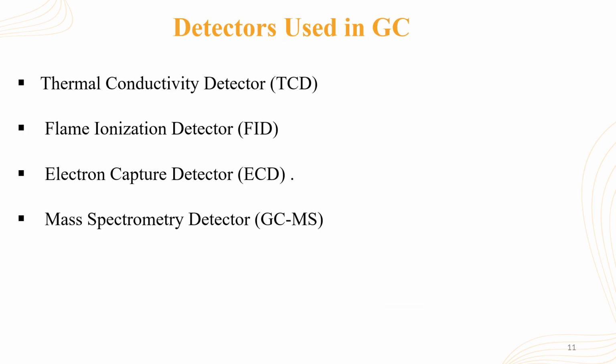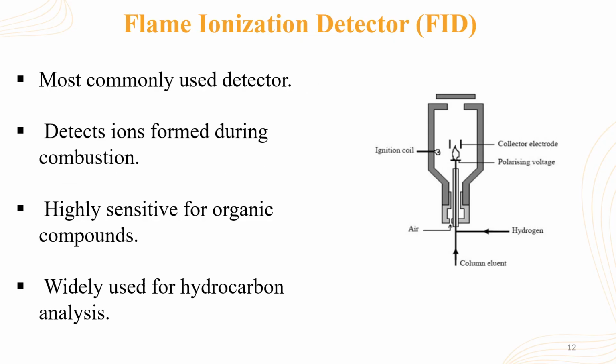After separation, the compounds enter the detector. The detector converts the compounds into electrical signals. The common detectors used are thermal conductivity detector or TCD, flame ionization detector or FID, electron capture detector or ECD, and mass spectrometry detector or GC-MS. Different detectors are used in different applications. FID is the most commonly used detector in gas chromatography.